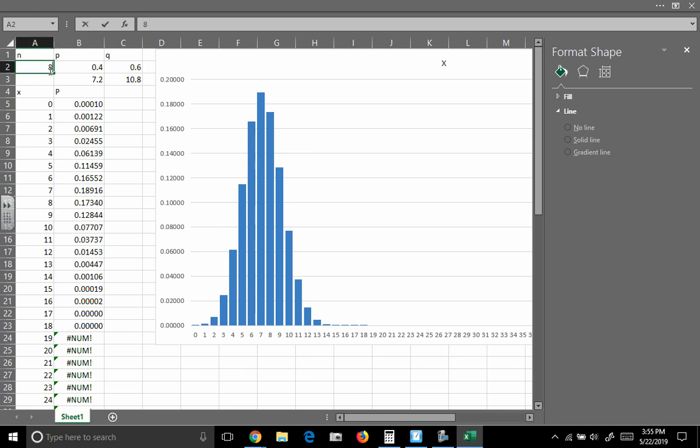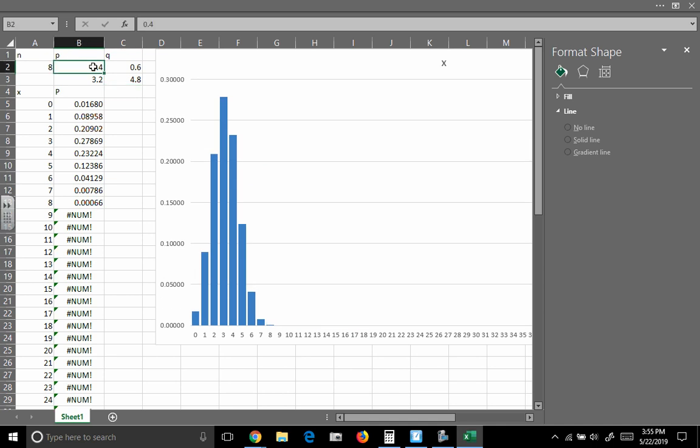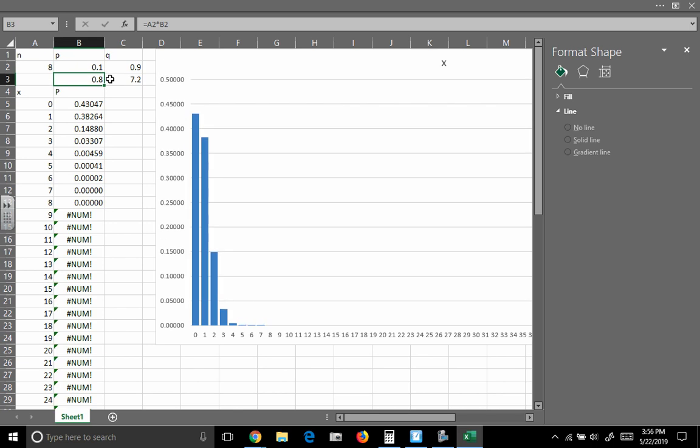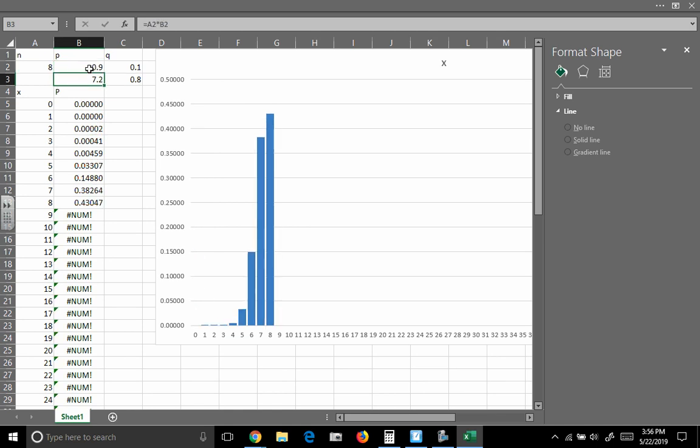Notice if we drop down to, let's say, n equals 8, if p is 0.5, that's very symmetric. But still, even though it's symmetric, n times p is not 5, nor is n times q. If we drop down to a small p, that's really skewed to one side or the other. If we bump p up a lot, that's skewed the other way.